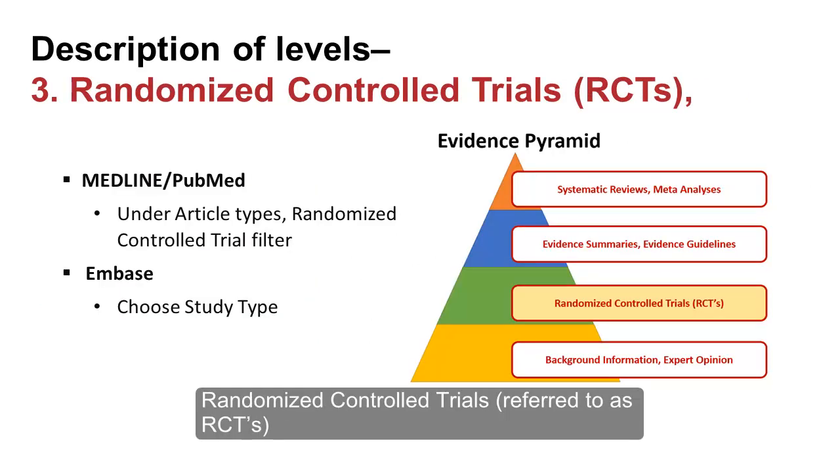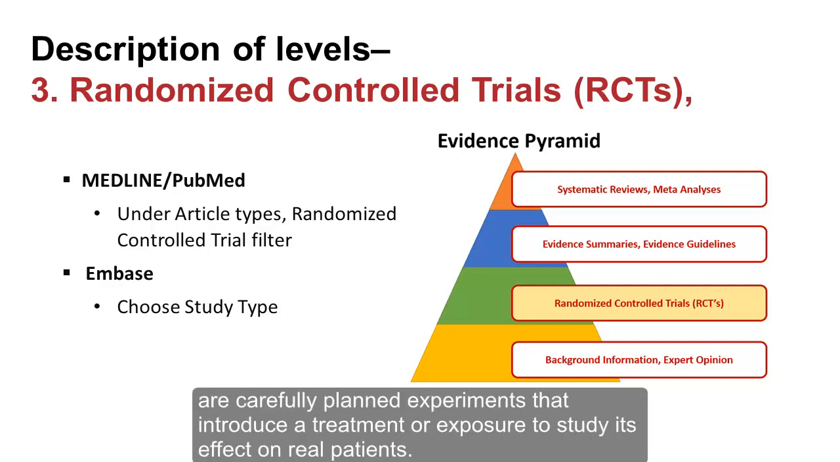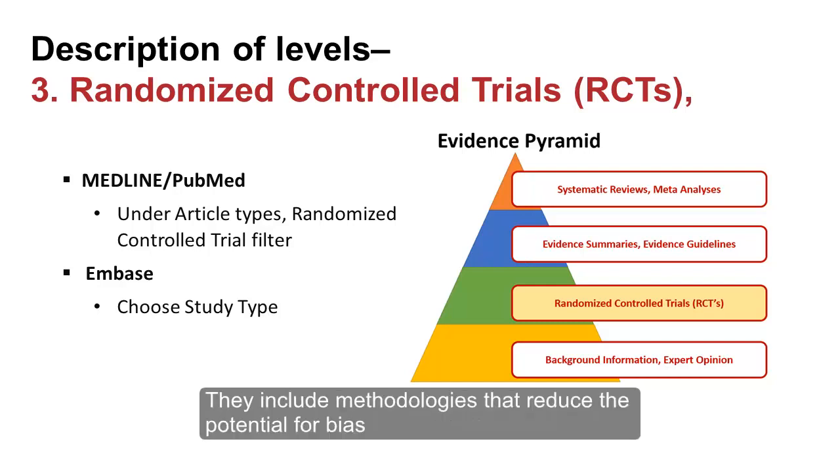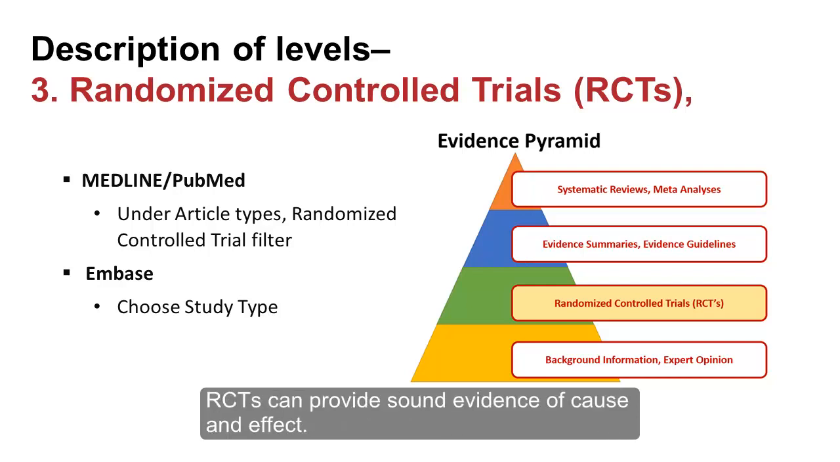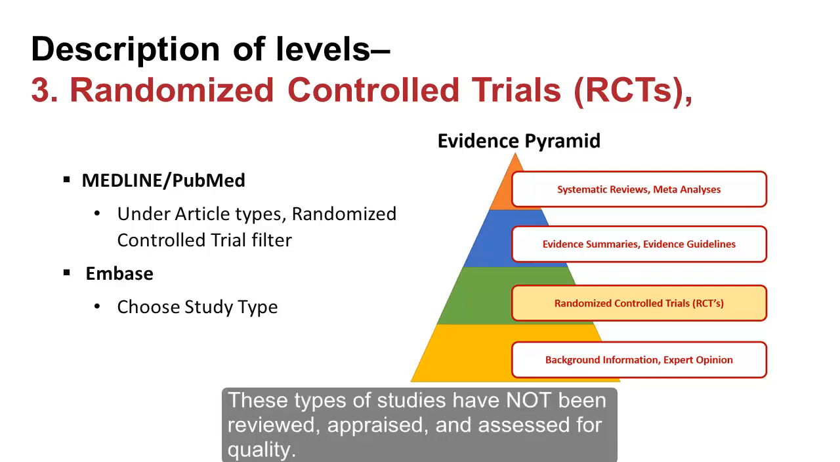Randomized controlled trials, referred to as RCTs, are carefully planned experiments that introduce a treatment or exposure to study its effect on real patients. They include methodologies that reduce the potential for bias and that allow for comparison between intervention groups and control groups. RCTs can provide sound evidence of cause and effect.